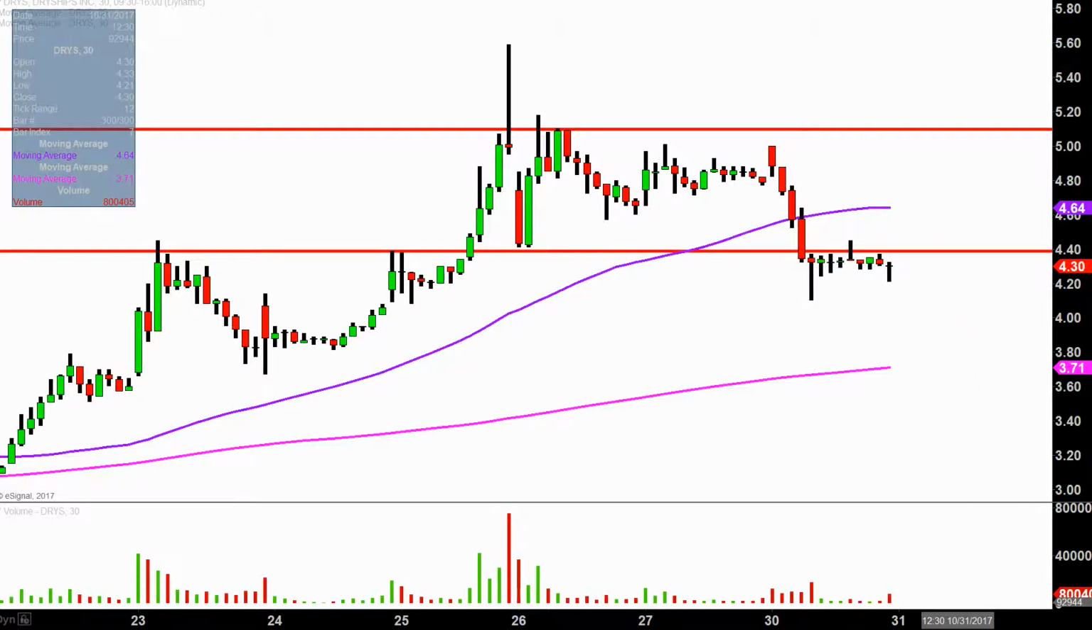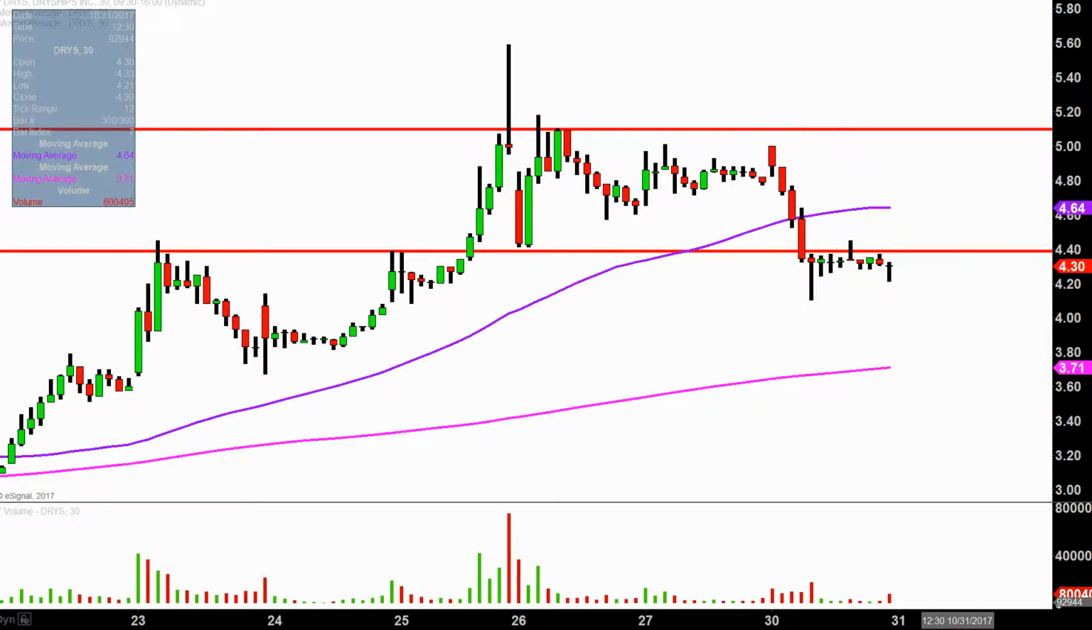The next key hurdle to keep an eye on, if the price can indeed get up above 4.40, is going to be the purple line right there, which is the 50-period simple moving average. So 4.40 and then the 50-period simple moving average, and then you've got the $5.15 top of the channel up here. But it's pretty pointless at this point in time to be talking about the top of the channel until the bulls can first clear these initial hurdles.